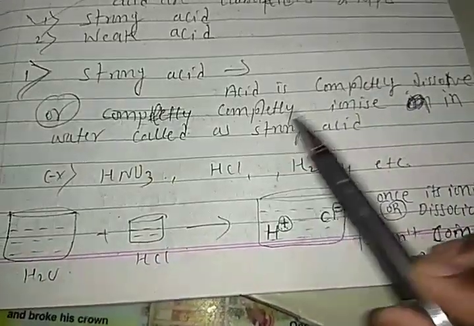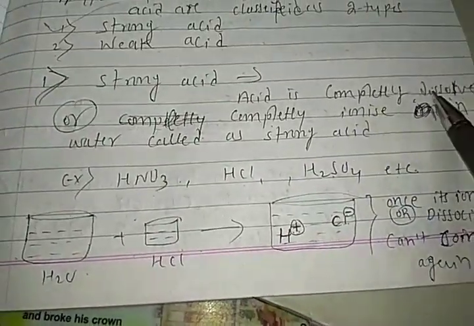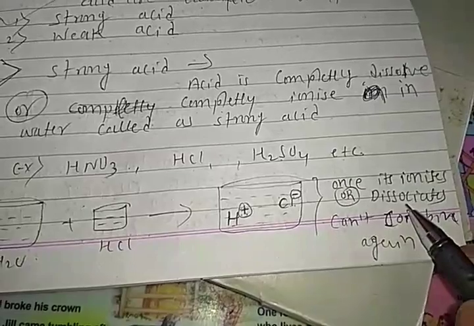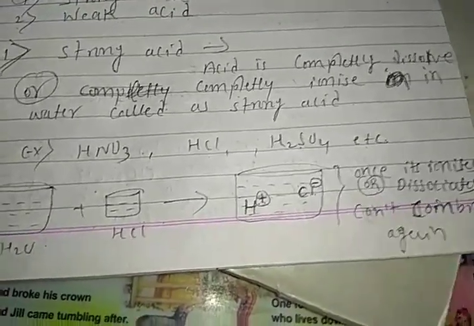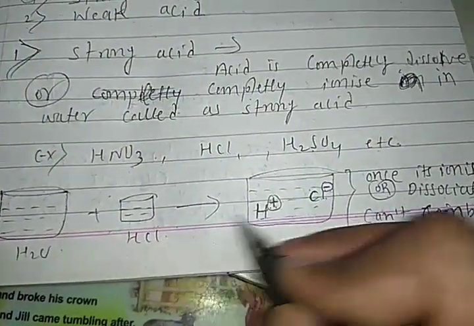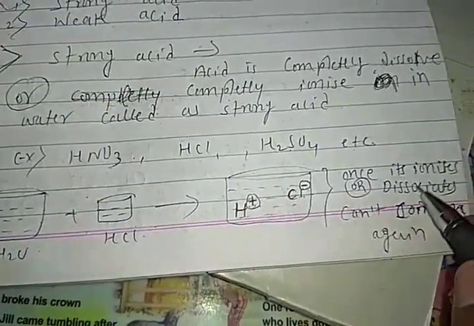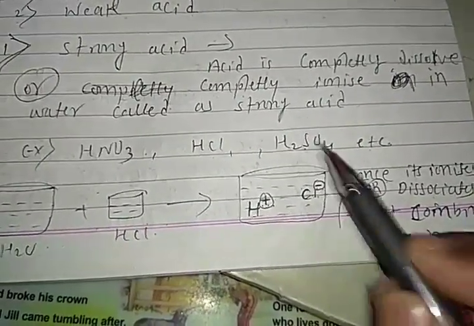That is called completely ionized, or completely dissociated. Right, students? Ionize means that after dissociation, hydrogen and chlorine develop a charge. Dissociate means breaking: the HCl breaks here to form H+ and Cl-. Once it dissociates or ionizes, it cannot combine again. They remain in ion form in water.